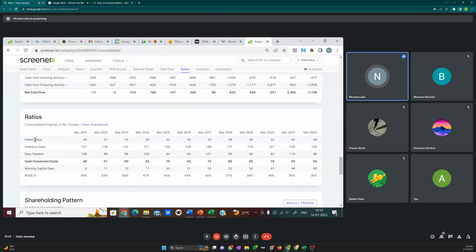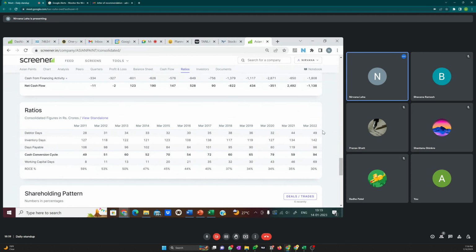So look at the debtor days for Asian Paints. It is 49 days. So it gives on average only 50 days of credit. And look at the days payable. It is able to pay its suppliers in 96 days. So the cash conversion cycle is 94 because a lot of inventory has to be kept. Because paints is a complicated business, right? You have many different types of items, many colors that you have to store. So 94 days of cash conversion.